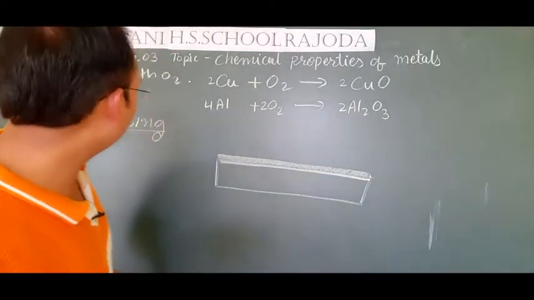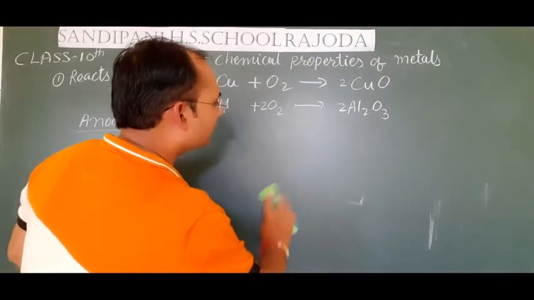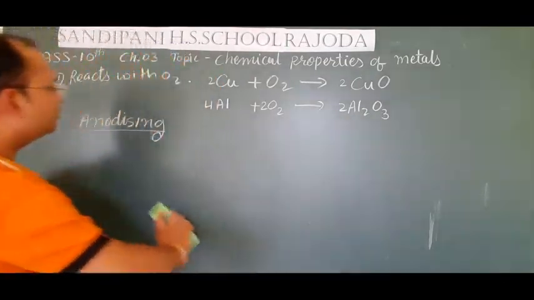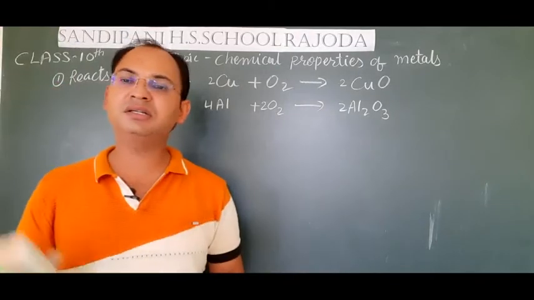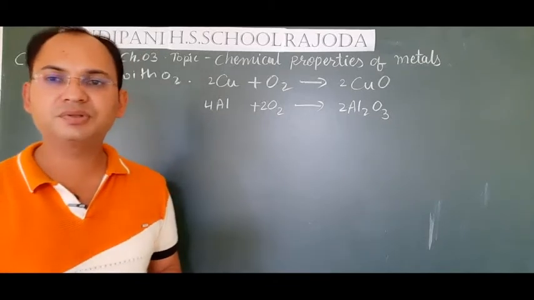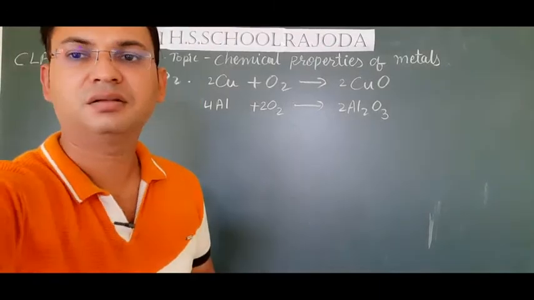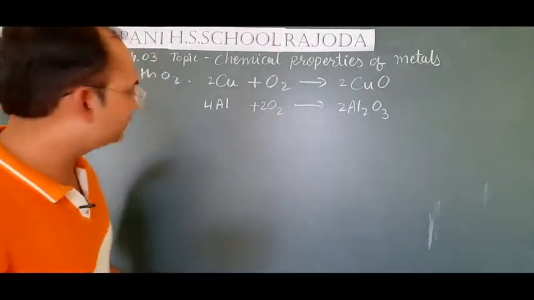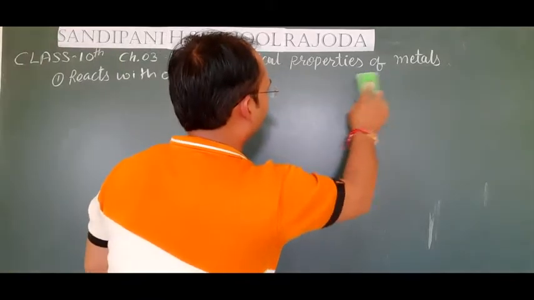So this is the importance of anodizing, and in the process of anodizing, sulfuric acid is used and the aluminium article is placed at the place of the anode. That is why this process is known as anodization of the aluminium. The second property of the metal, students, is the reaction of the metals with water.